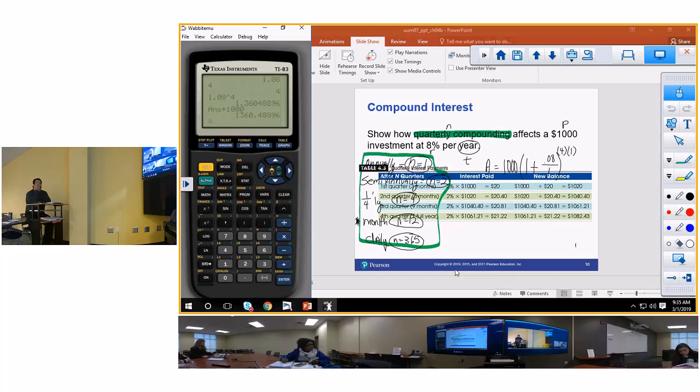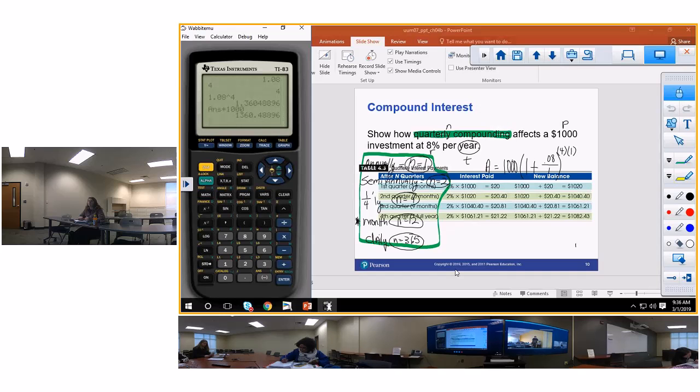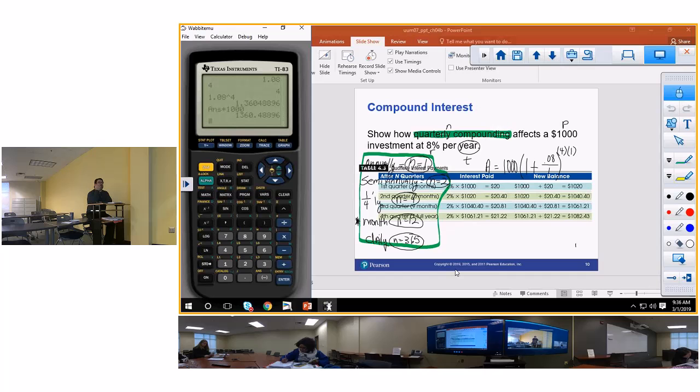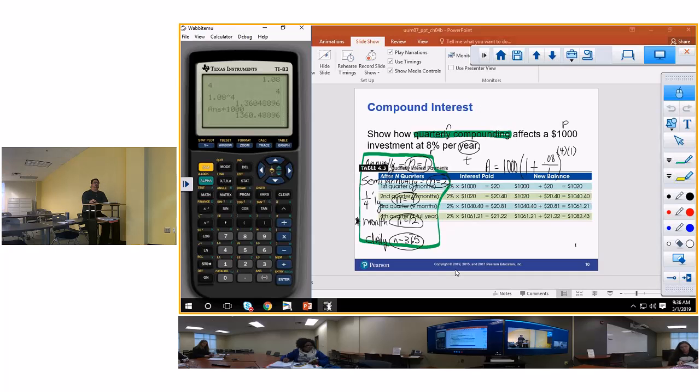Now, I have no idea what they're doing. I don't even know where they got the 2%. That's what I'm trying to find out. The only thing I can think is they're doing it by month, and that's not right. Or per quarter. Yeah, they're doing it per quarter, and they're not getting the same number I'm getting. Quarterly compounding per year. I don't know what they're doing.